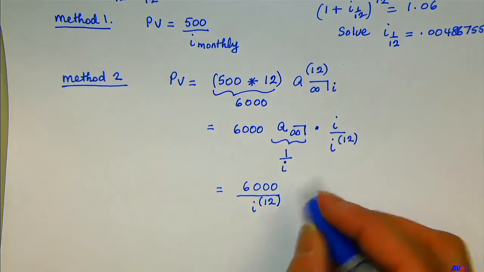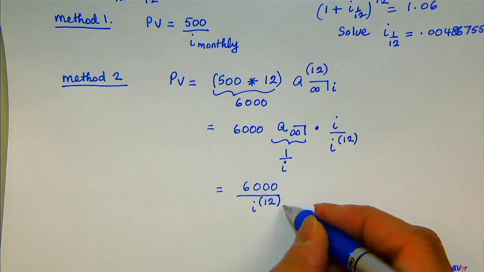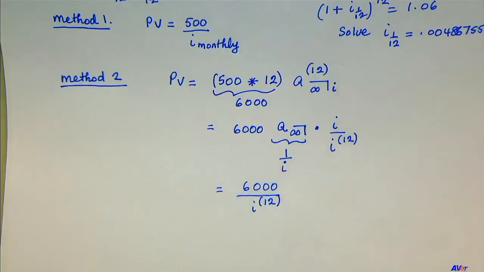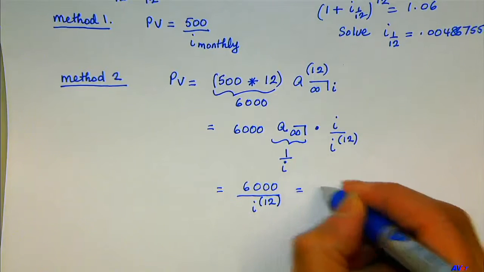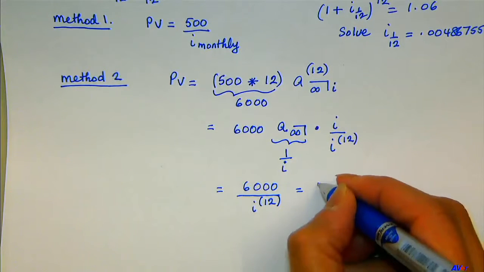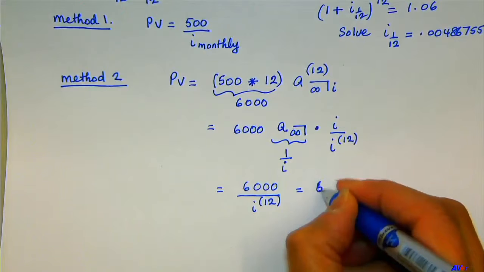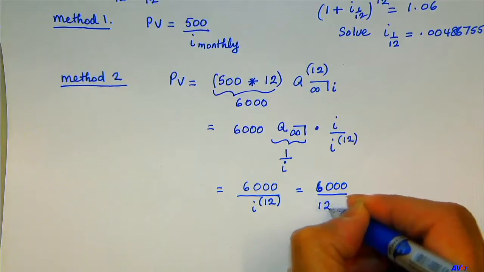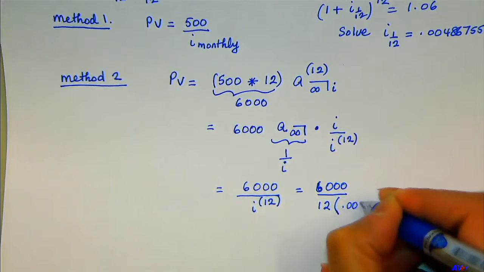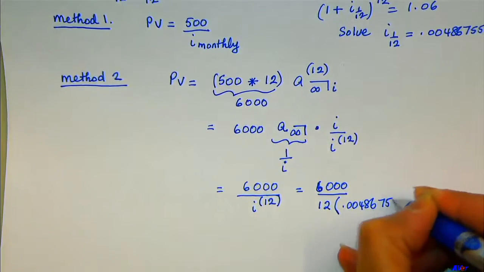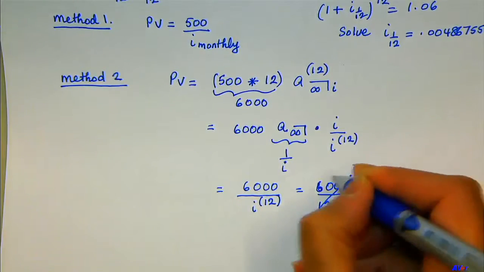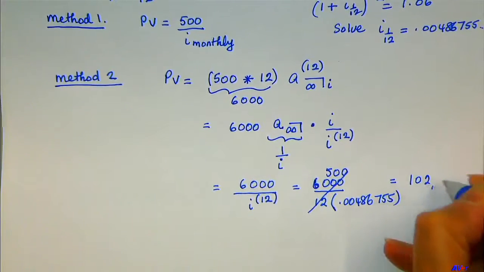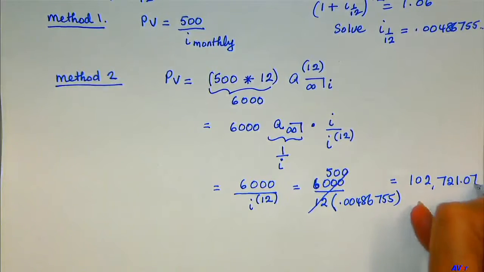So I-12, be careful, is going to be 12 times this amount, right? When all is said and done, I get 6,000 over 12 times 0.0048675. This goes in 500 times, and then I get 102,721.07.